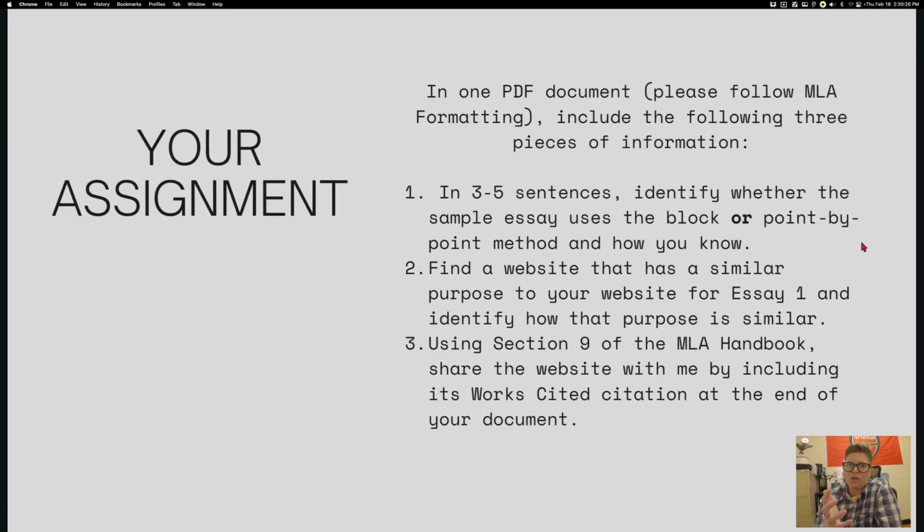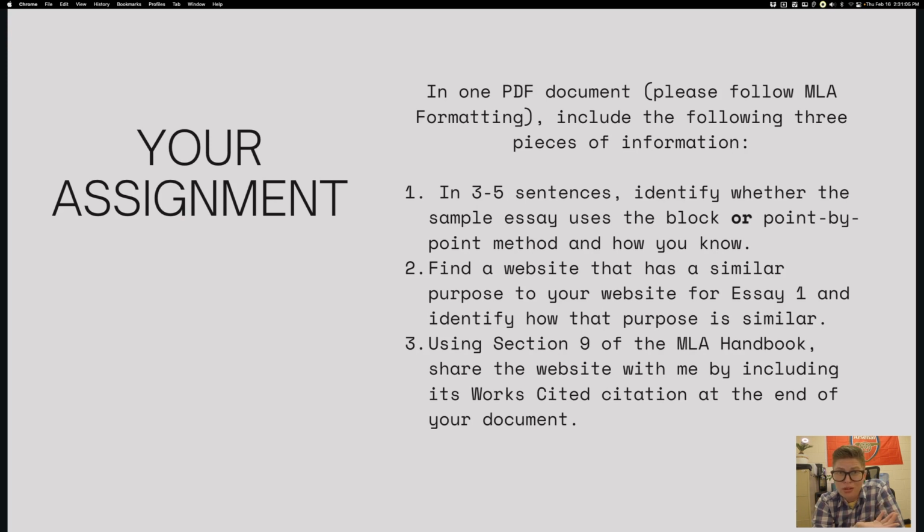So here's your assignment, okay? In one PDF document that follows MLA formatting, don't forget, include the following 3 pieces of information. I'd like 3 to 5 sentences that identify whether the sample essay uses the block or point-by-point method and how you know it chooses the block or point-by-point method. I'd like you to also find a website that has a similar purpose to the website you chose for essay 1, right? Either We Found Fido or Global Warming Consortium, and identify how that purpose is similar, right?